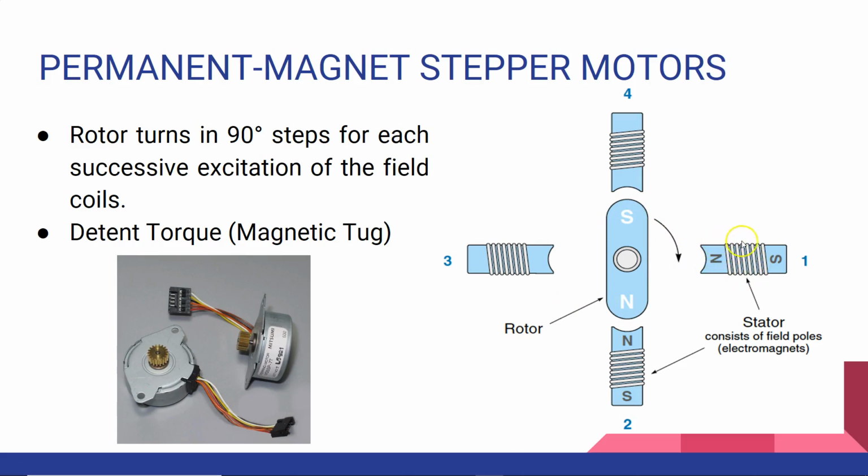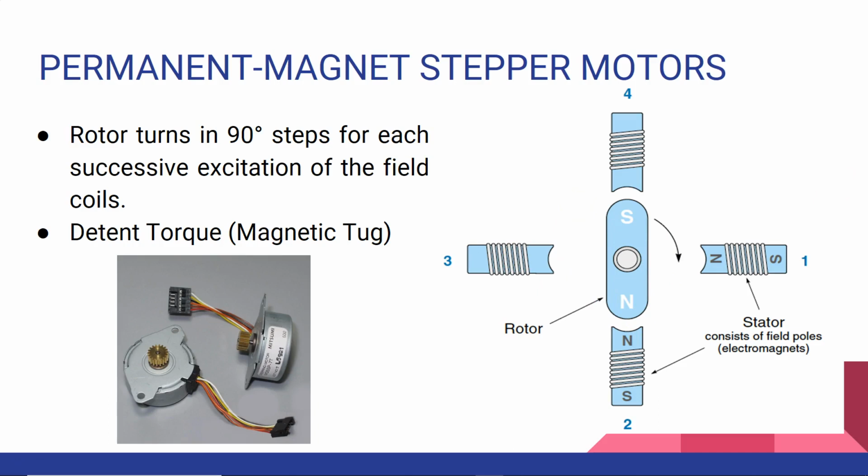And in the second case, when this coil is de-energized and this coil is energized, what will happen? Then the rotor will again try to move towards this energized coil and align with it. So in that situation, the rotor pulls itself into alignment with coil 2, and thus the rotor turns in 90-degree steps for each successive excitation of the field coils.